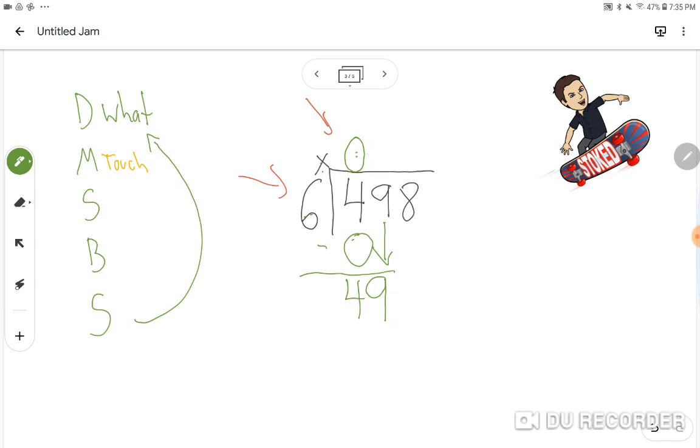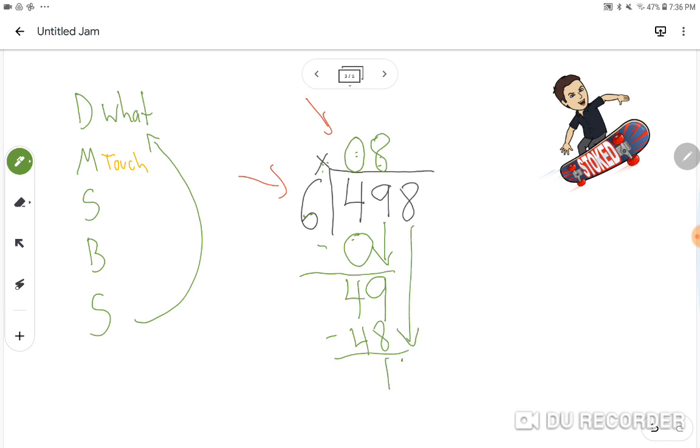This is where you actually have to know your facts. How many 6's go into 49? Well, let's try a few. How about 6 times 6 is 36? Too small. 6 times 7 tied their shoe, 42. Ooh, it might be 7, but wait. 6 times 8 is 48. That's as close as we can go. 8 goes up top. Touch it. 6 times 8 is 48. Subtract. 49 minus 48 is 1.